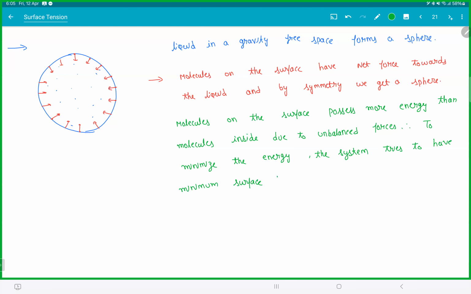And we know from maths, for a given volume, sphere has the least surface area. For a given volume of liquid out of all the shapes, the sphere has a minimum surface area. Therefore, if you put liquid in a gravity-free space, you'll always get a sphere. On Earth, because of the gravity, it does get distorted a bit, but they will try to form spheres. There's a reason you won't see cylindrical or cubic shapes in water drops. Most of them try to be spherical.